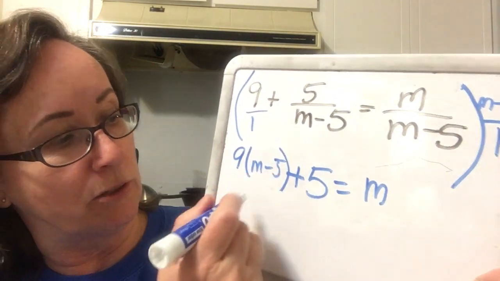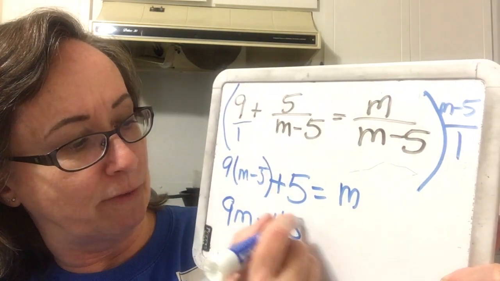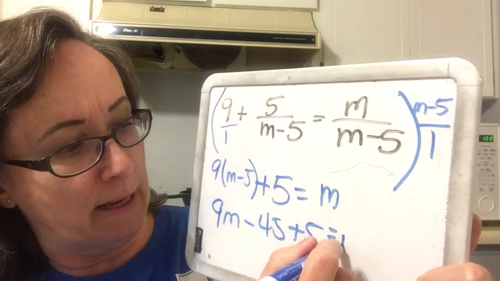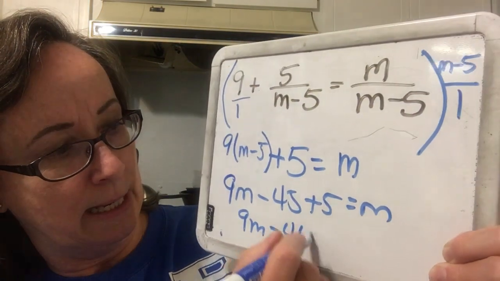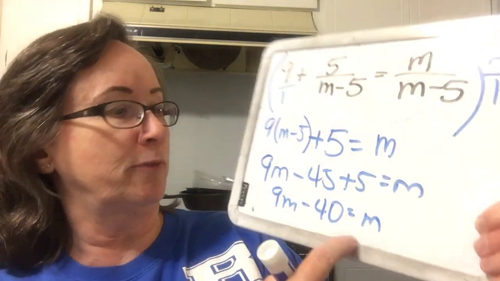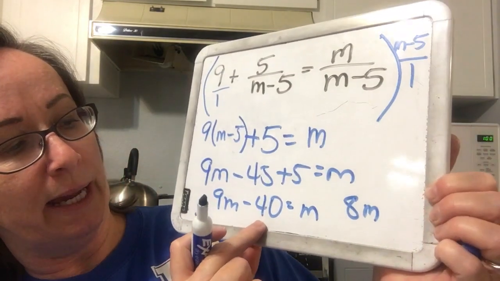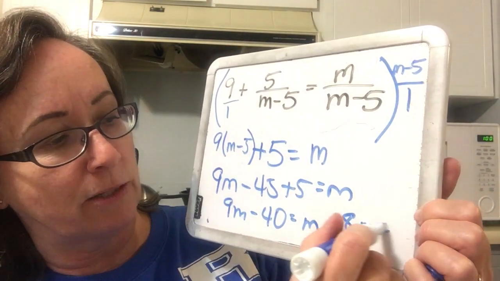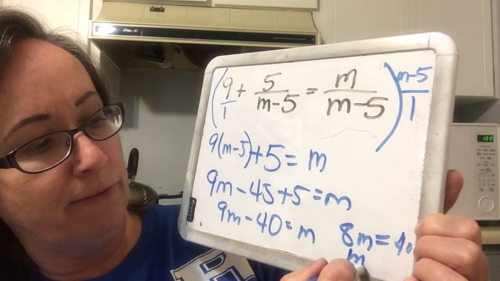So now I'm going to distribute: 9m minus 45 plus 5 is m, or 9m minus 40 is m. So now if I subtract the m from both sides, I get an 8m. And then I'm going to go ahead and add the 40 to both sides, so I get 8m is 40, and m is 5.